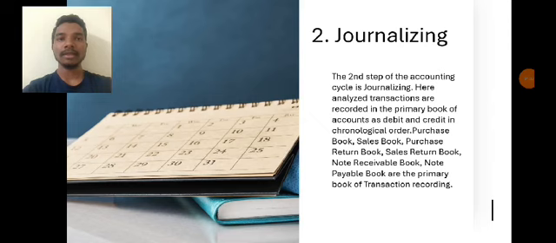Second one is journalizing. The second step of the accounting cycle is journalizing. Here, analyzed transactions are recorded in the primary books of accounts as debit and credit in chronological order. Purchase book, sales book, purchase return book, sales return book, notes receivable book, and notes payable book are the primary books of transaction recording.